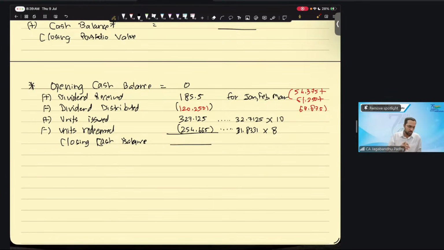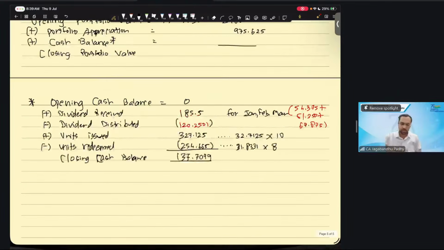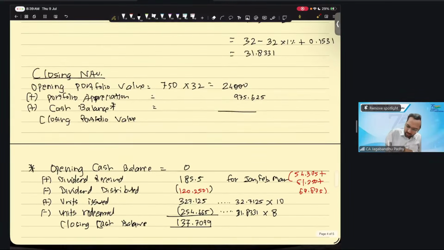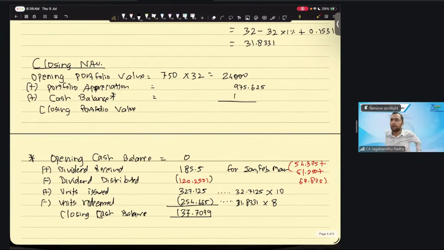Okay, so just add them all. 185.5 minus 120.2501 plus 327.125 minus 254.665. So that's 137.7099. That's the closing cash balance. So we have the closing cash balance as 137.7099.